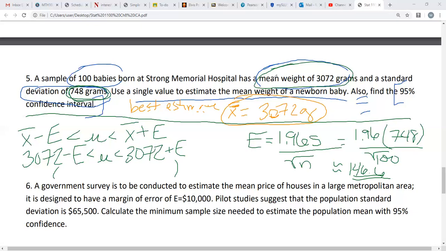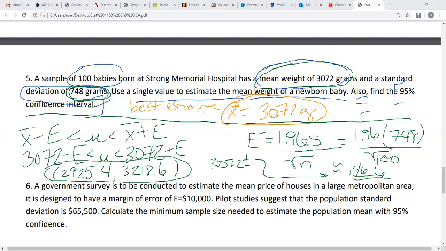So now I'm going to take the 3,072, and I'm going to add and subtract that value to get my interval. So I should have an interval of 2,925.4 and 3,218.6. This is our confidence interval. Notice that the question does not ask you to interpret that interval, but you must include it every single time.